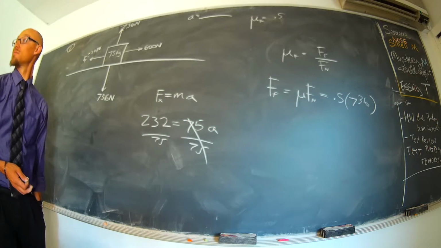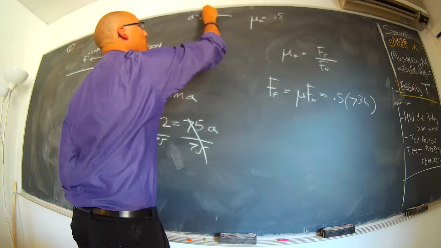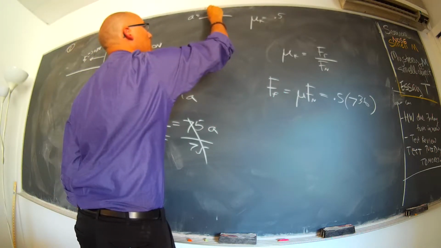Does it round? It's 3.1. 3.1 meters per second squared.